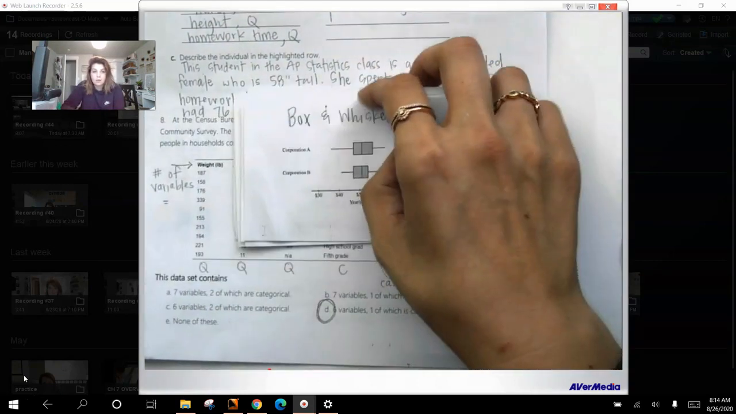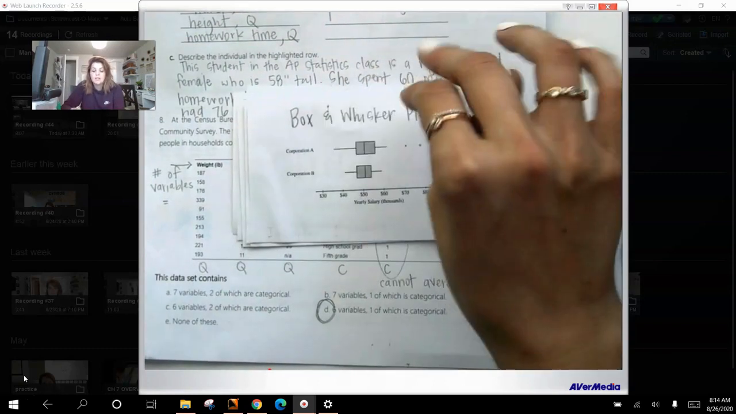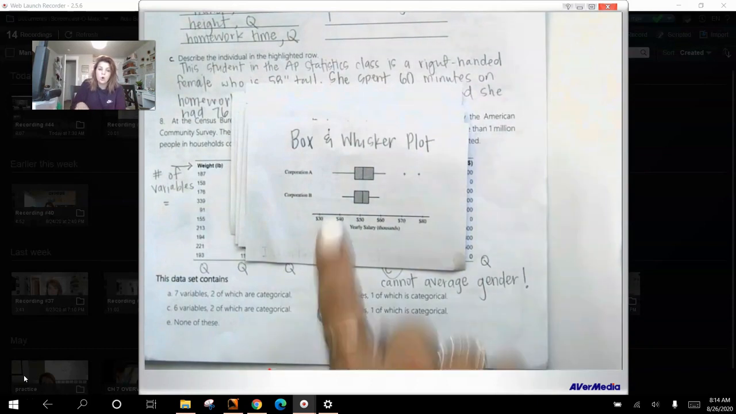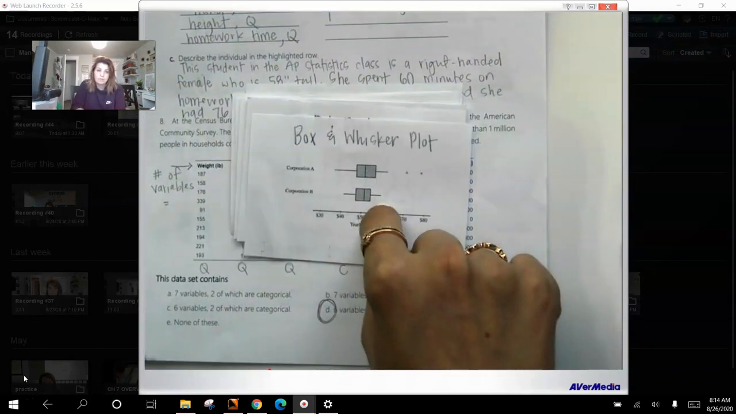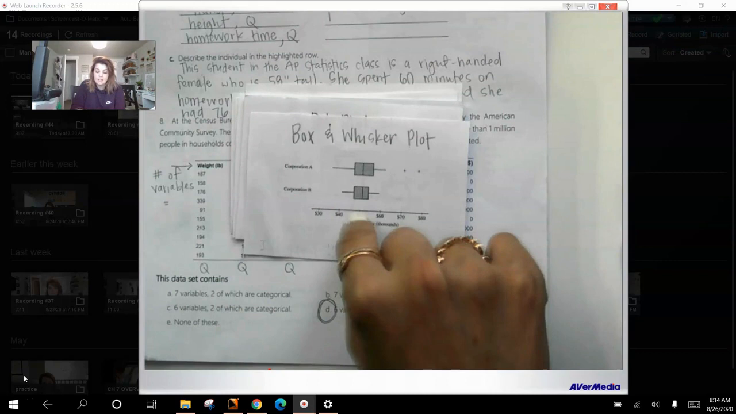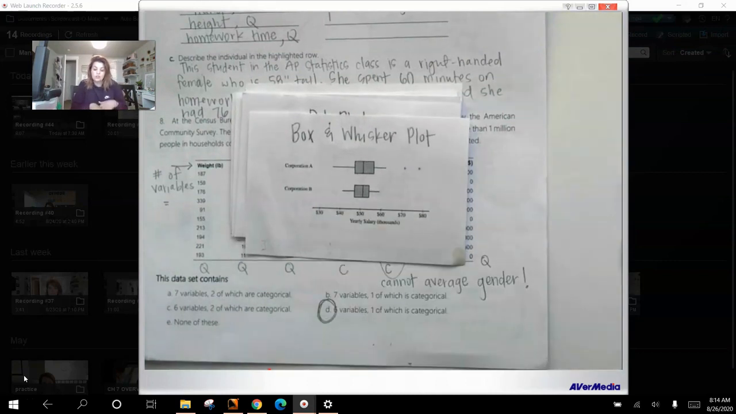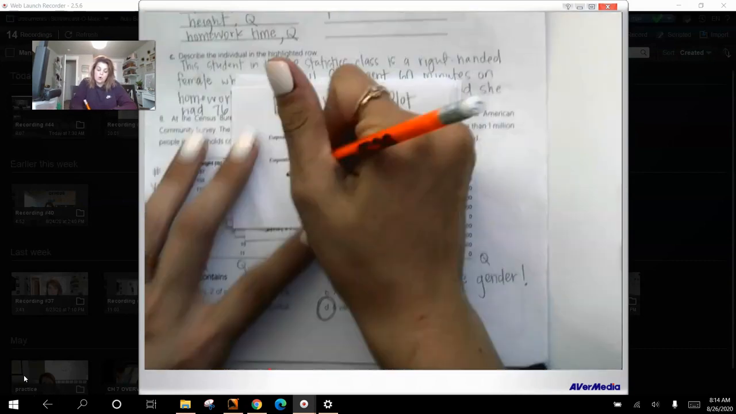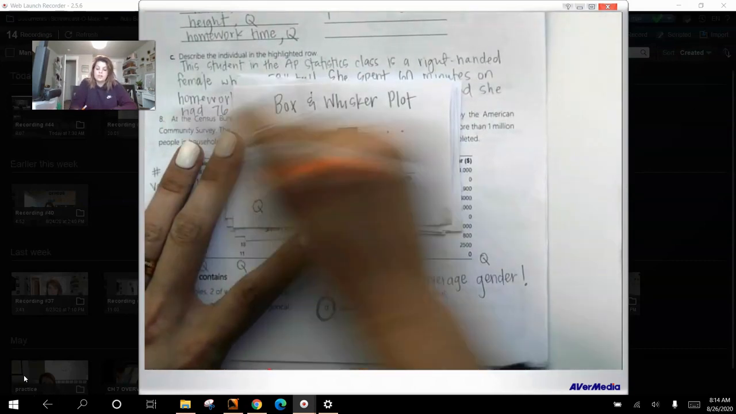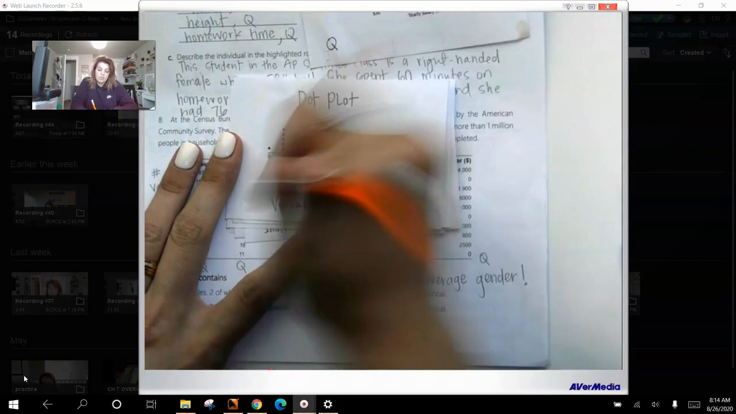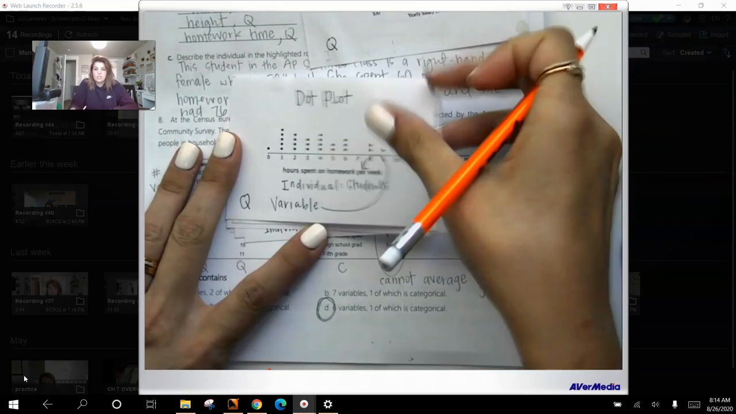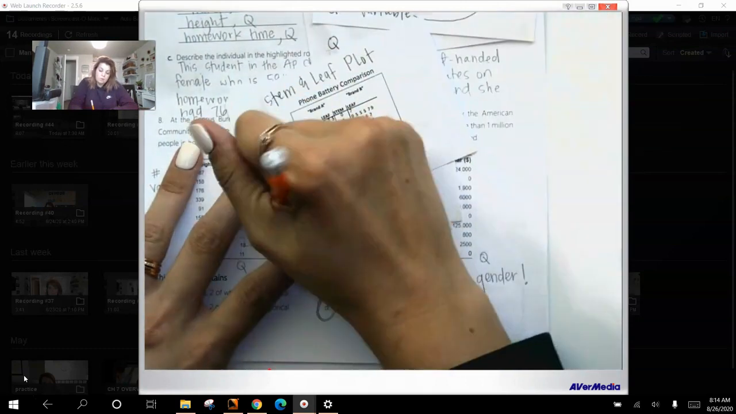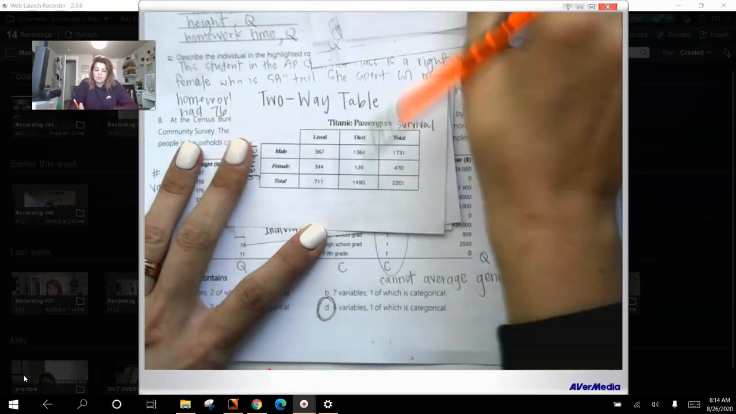You're not going to have to tell me any data from the plot. I just want you to know that this is called a box and whisker, and you can only use that for quantitative data. So maybe what you should do is go through and label each one with a Q or a C so that you remember when you're studying for your quiz which one belongs to each type of variable.